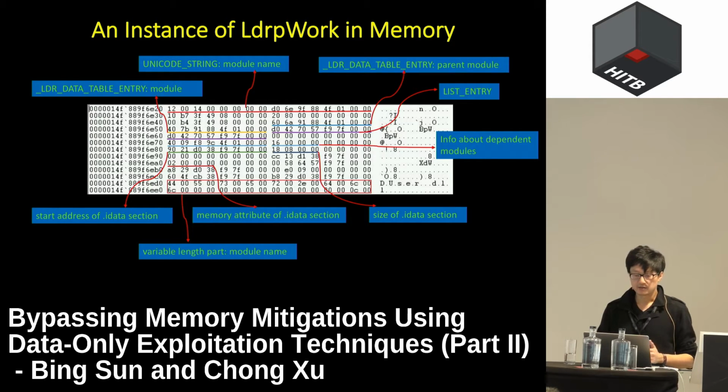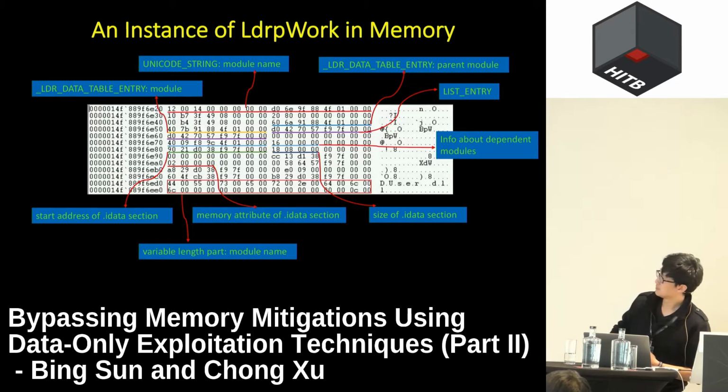The size of the header is hex B0, and it is followed by a variable length part, which stores the Unicode module name. As you can see at the bottom, duser.dll.